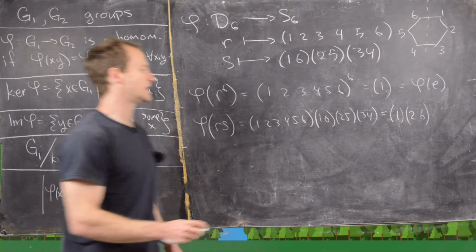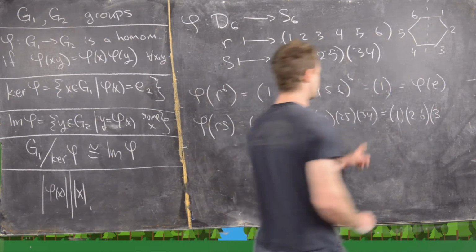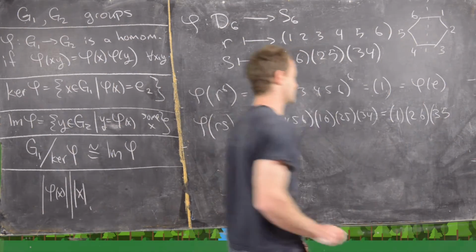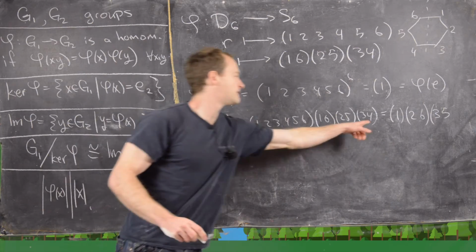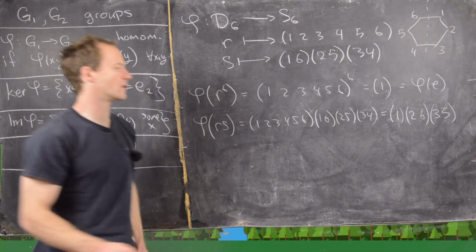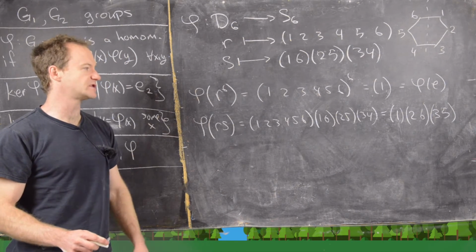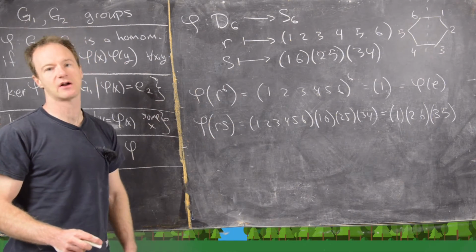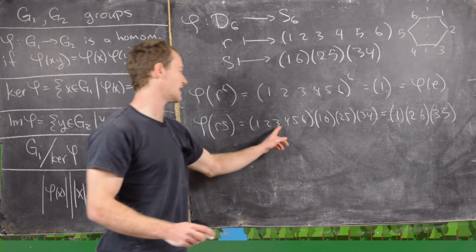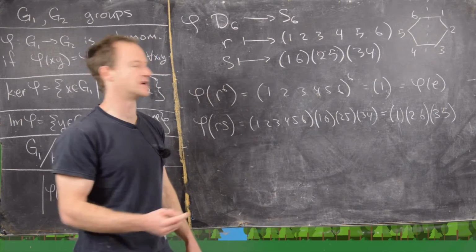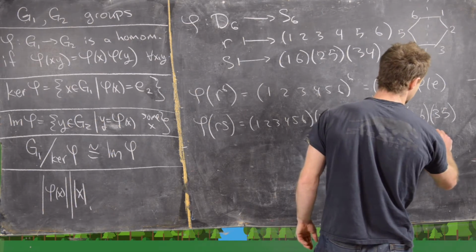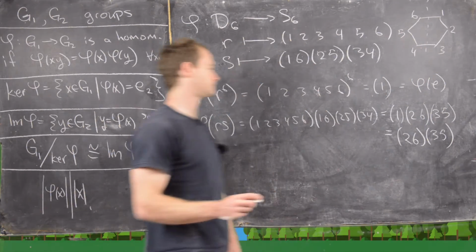Okay, so now the next number we need to check is 3. 3 is sent to 4, 4 is sent to 5, so that means 3 is sent to 5. Now 5 is sent to 2, 2 is sent to 3, so we can close that off. Now notice we've accounted for the numbers 1, 2, 3, 5, and 6. We haven't accounted for the number 4, but that will be fixed because 4 is sent to 3 and then 3 is sent to 4, so 4 is fixed. So this is really just the product of the 2 cycles, (2 6) and (3 5).